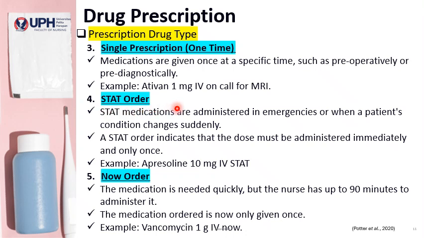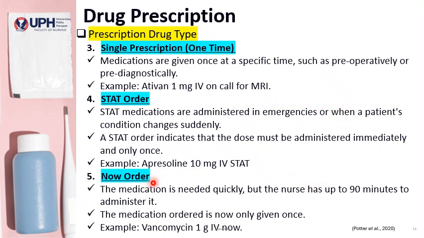A stat order is given to a patient in an emergency situation. So when the patient has a sudden change in condition, the doctor will order a stat order that needs to be administered immediately and only once. For example, omeprazole 10 milligrams IV stat. In some cases, if the patient is having anaphylactic shock, we're going to have the epinephrine shot given stat, like right now, to the patient.